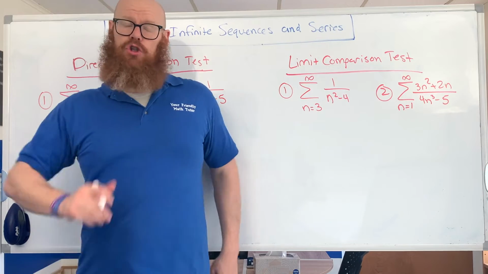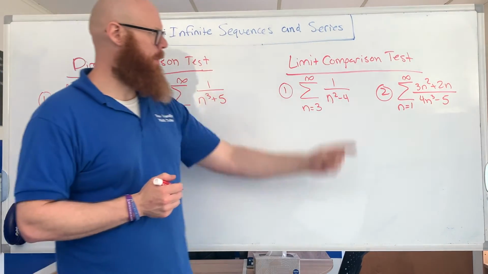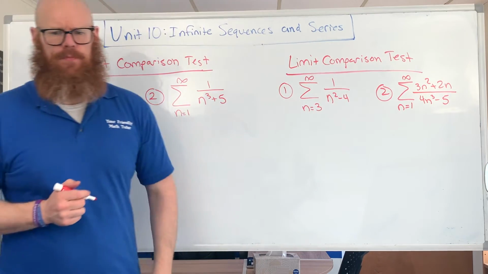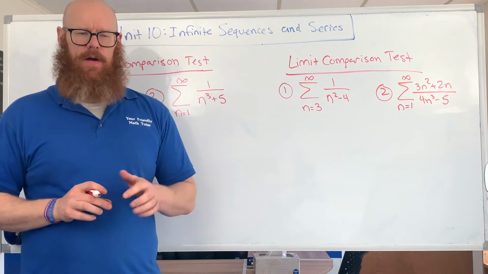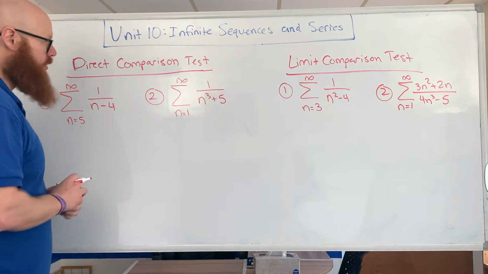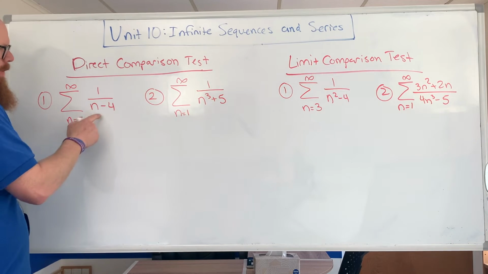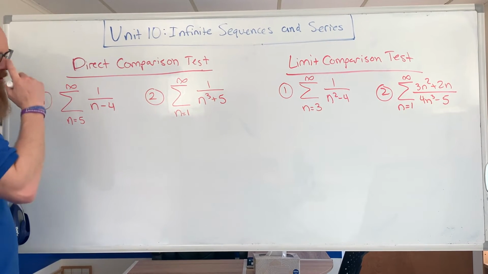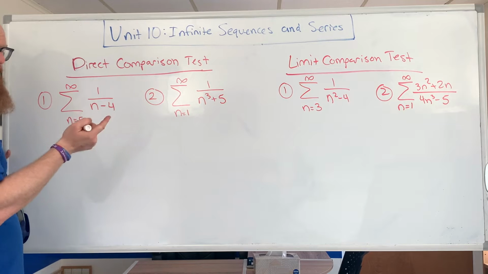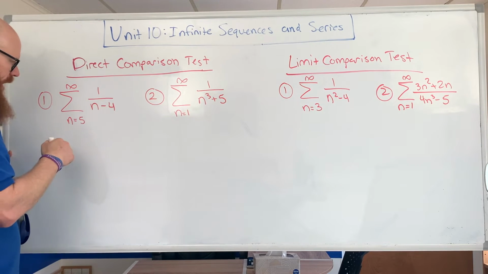All right, let's move on to two tests that are very related to each other, the direct comparison test and the limit comparison test. These two tests are very, very much related to P series, and they're related to each other. So for direct comparison tests, the way these are going to work is we're going to want to compare them to something. Most of the time you're going to compare them to a P series because P series are ones that we can know immediately whether they converge or diverge.